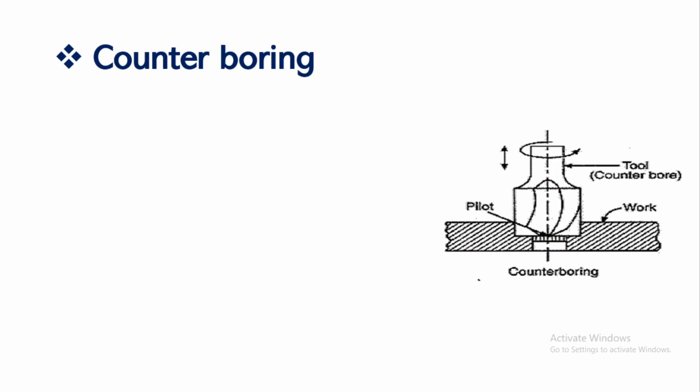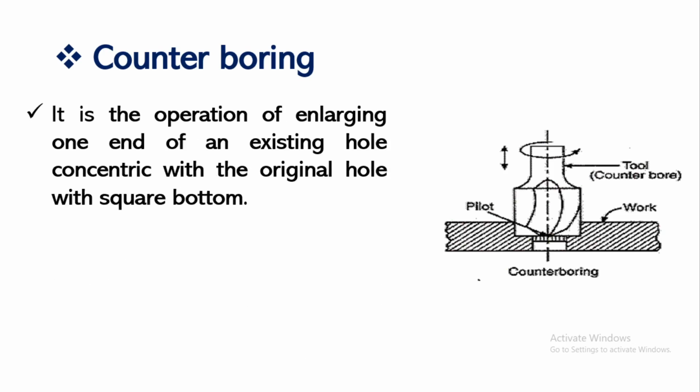So this is the basic difference between drilling, boring and reaming operation. So let's move to the next operation, that is counter boring. The first point regarding counter boring is that it is the operation of enlarging one end of the existing hole. This is the basic difference from boring. In boring, the whole hole will be enlarged, but only one end of the existing hole will be enlarged using the counter boring tool. So it looks like this.